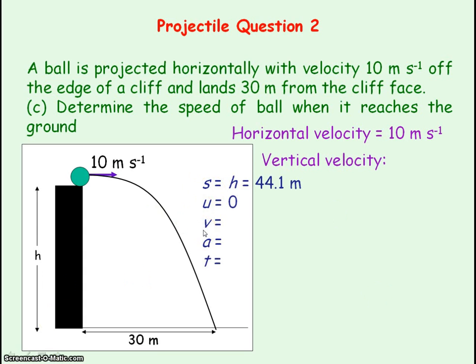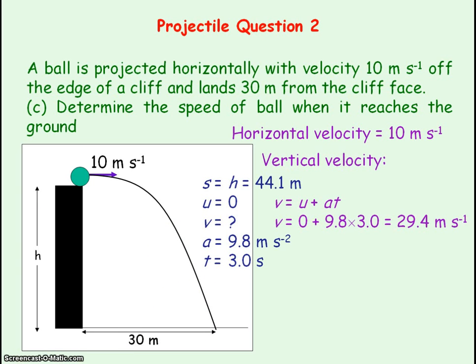We're trying now to determine the final velocity. The vertical acceleration is due to gravity, so is equal to 9.8 meters per second squared. And the time the ball reached the ground, we worked out to be 3.0 seconds. So you can use any SUVAT equation that has v in the equation. I'm going to use the one that links u, v, a and t, which is v equals u plus at. And when you substitute in the values, you get the final vertical velocity being 29.4 meters per second.